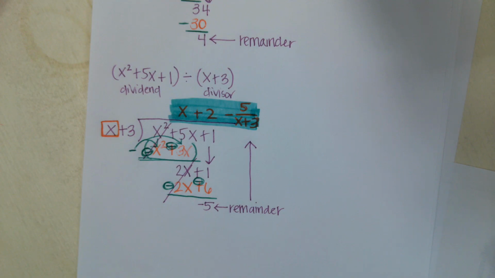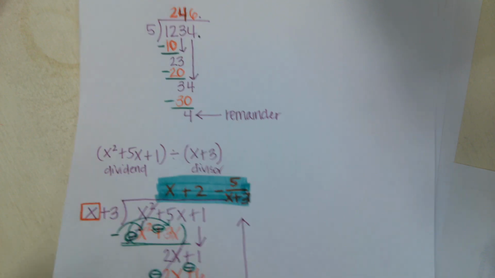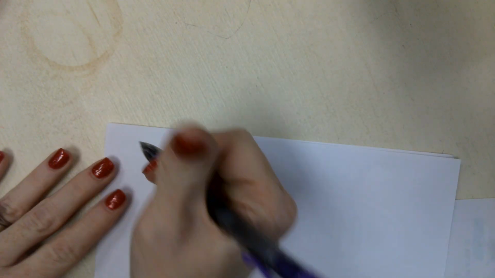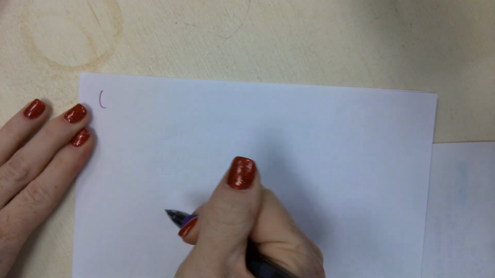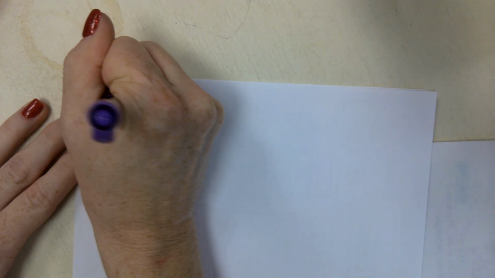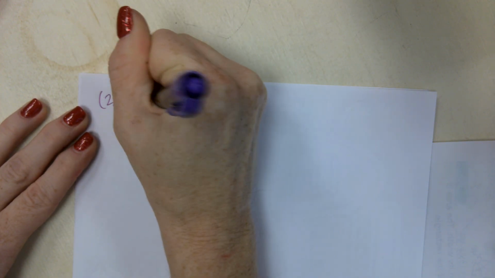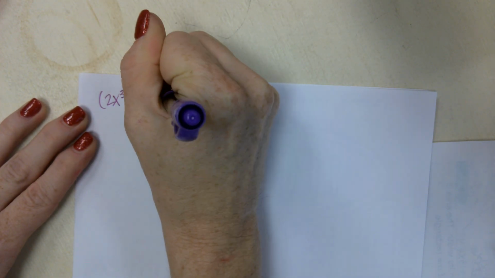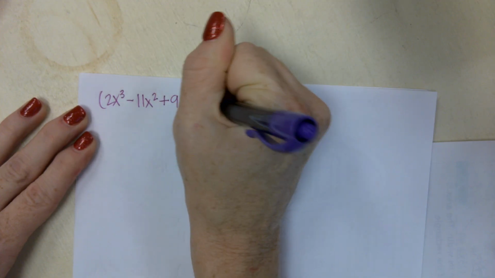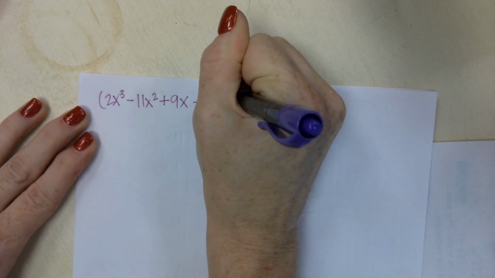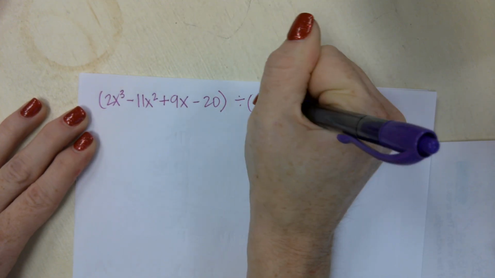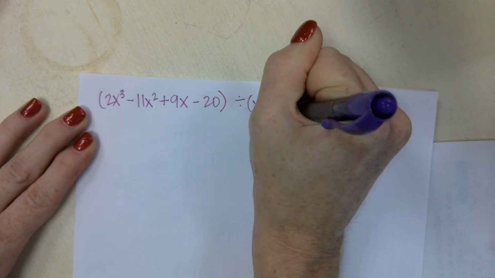All right, I want to do another one with you. Okay? I want to do several because I want you to feel comfortable with our process. So the next one, I want us to do 2x to the third minus 11x squared plus 9x minus 20. And I want to divide that by x minus 5.